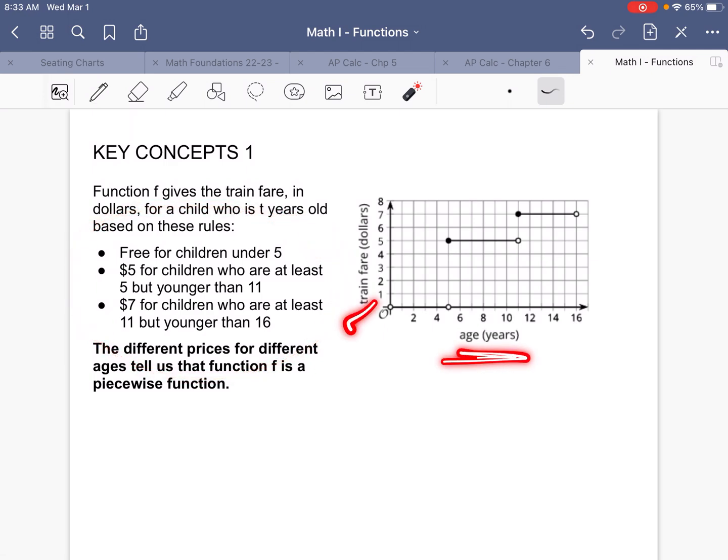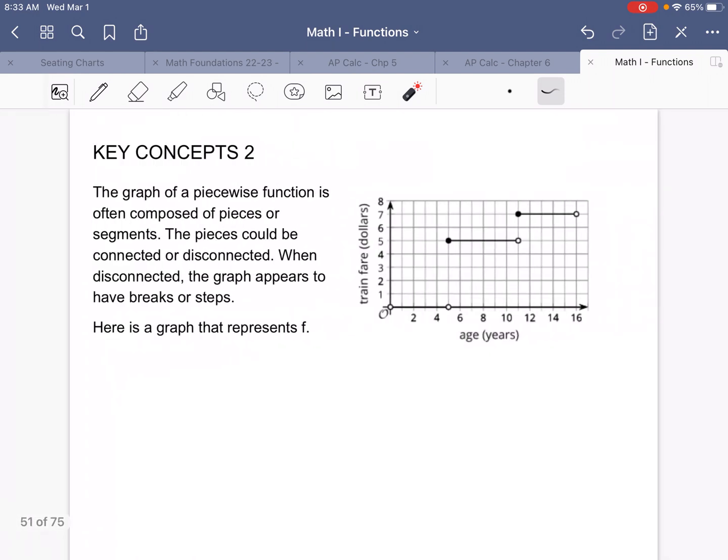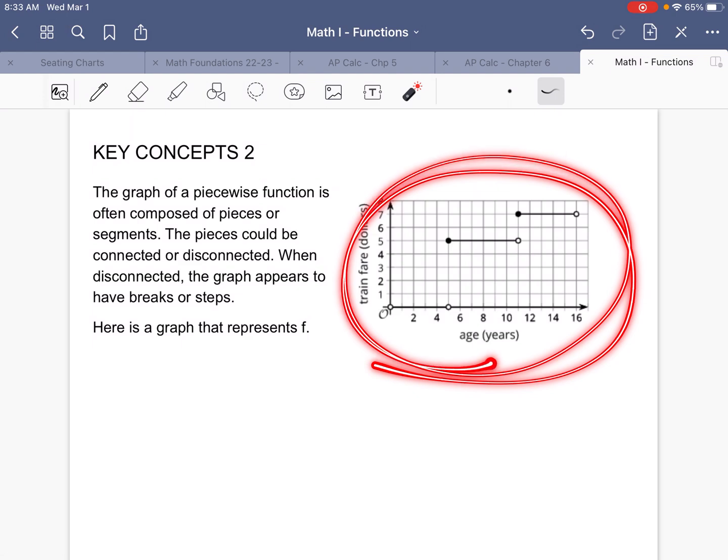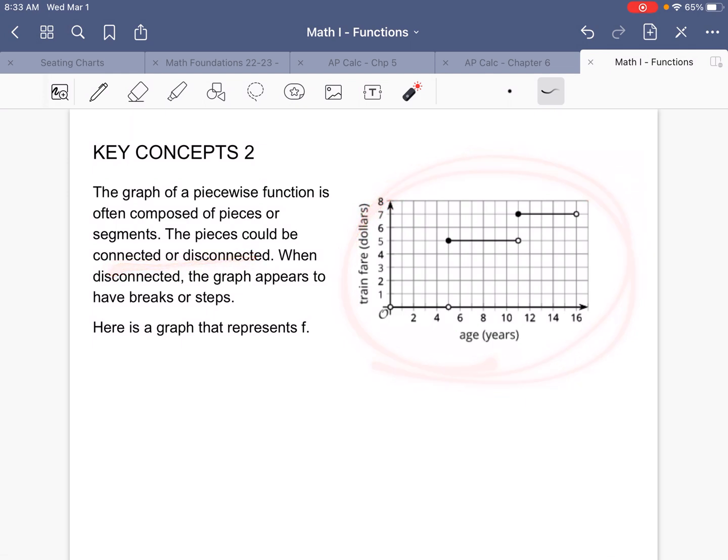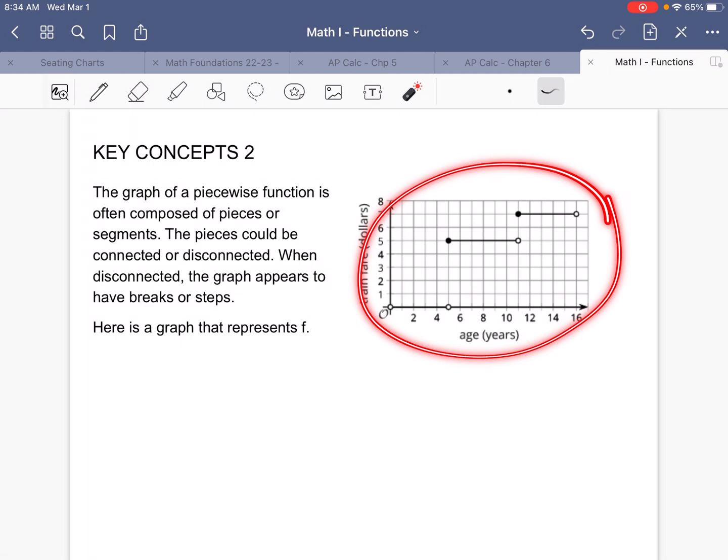So the train fare, how much you pay to go on the train, is a function of how old a kid is. It's free for children under 5. It's $5 for children who are at least 5 but younger than 11. And it's $7 for children who are at least 11 but younger than 16. The graph, as we can see over here, is composed of pieces or segments. These pieces could be connected or disconnected, but when disconnected, the graph appears to have breaks or steps. We would call this a step graph.